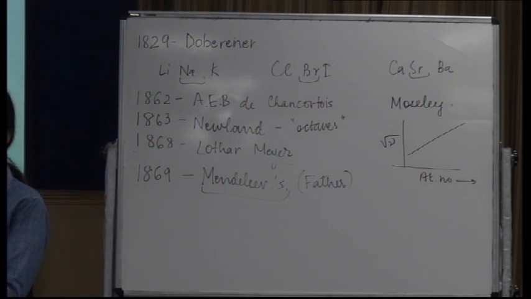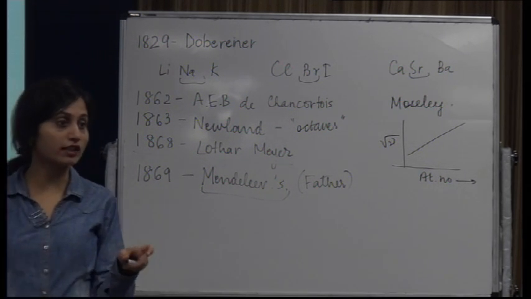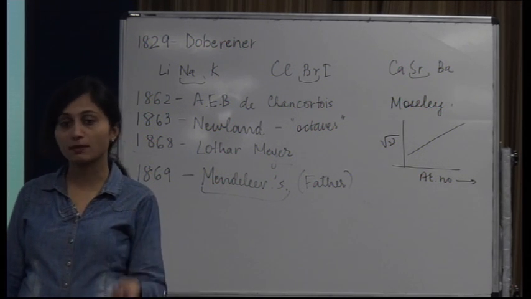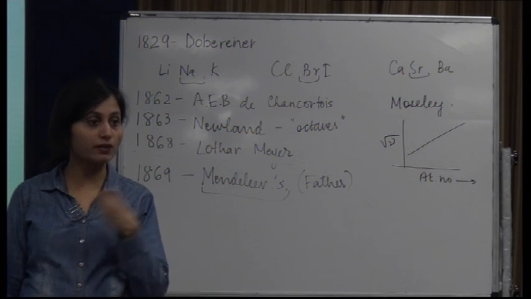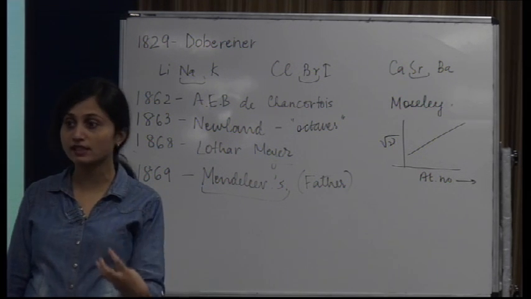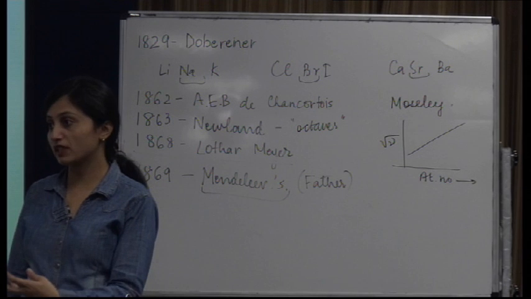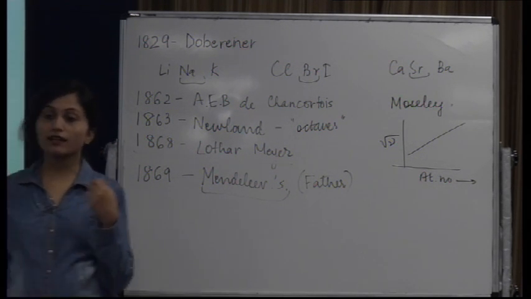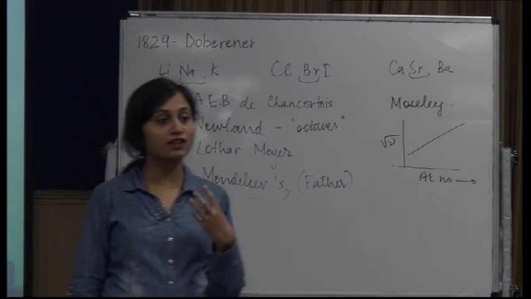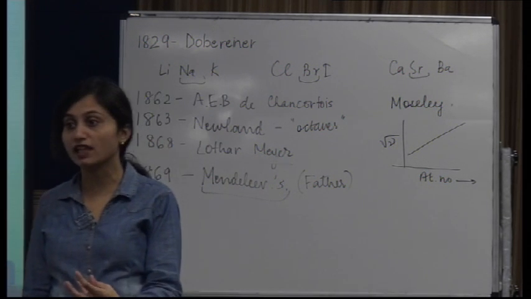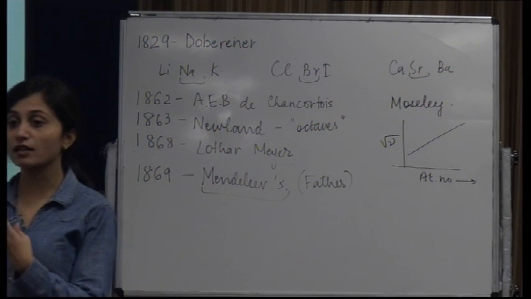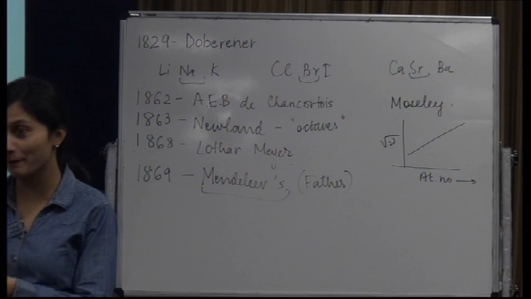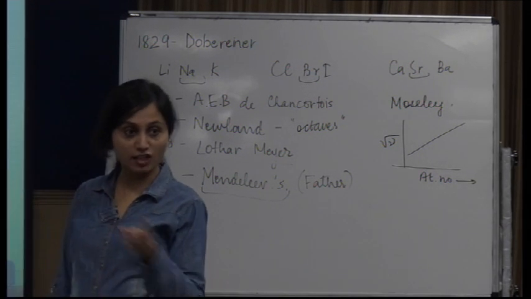Got it, all of you? Because this is the modern periodic law. The modern periodic law states that all the physical and the chemical properties, because after knowing about the atom, what we are interested in is knowing about the physical and the chemical properties. And he stated that, repeat it with me, the physical and the chemical properties of the elements are a periodic function of relative atomic numbers. Clear? This was the modern law.